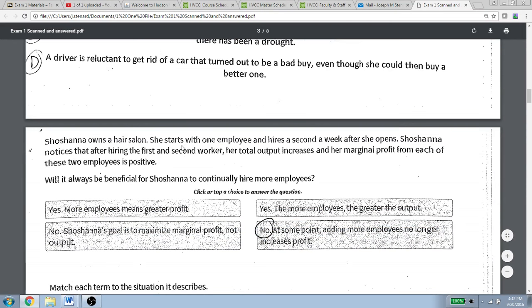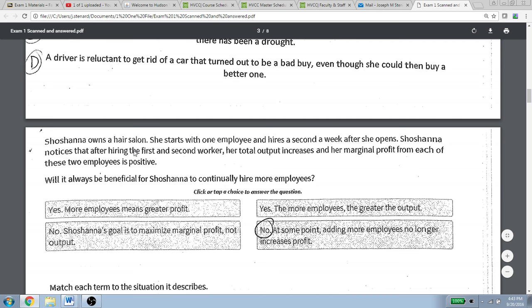Shoshana owns a hair salon. She starts with one employee and hires a second a week after she opens. Shoshana notices that after hiring the first and second worker, her total output increases, and her marginal profit from each of these two employees is positive. Now, to say it's positive means like the first employee may have brought in an extra $500 in profit, and the second employee might have brought in an extra $120 in profit. They're both positive, but it's on a declining pace.